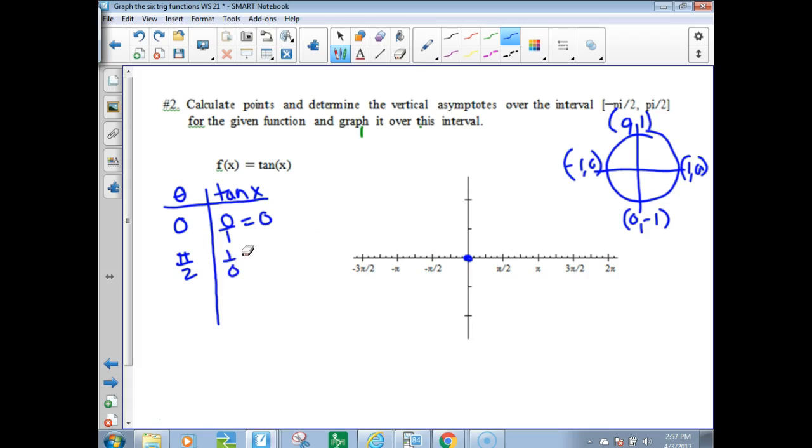So that's what we call undefined. Now, that tells me this graph has an asymptote. If it's undefined there, then I can't plot anything on that. It's going to be an asymptote. Wherever the tangent is undefined is an asymptote. So it says calculate points and determine the vertical asymptotes over the interval negative pi over 2 to positive pi over 2. This is an asymptote we just found.